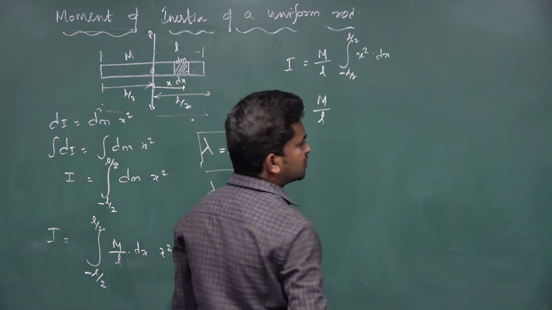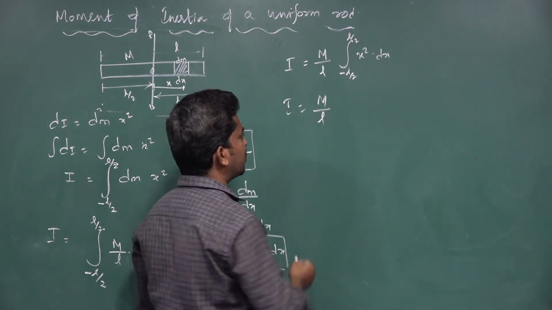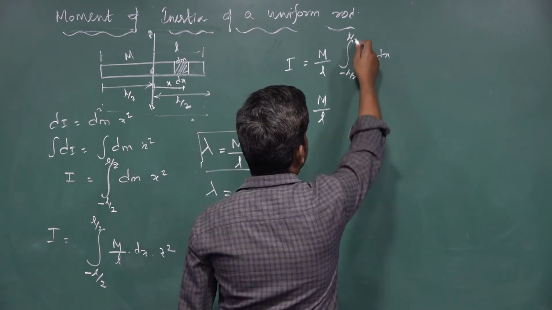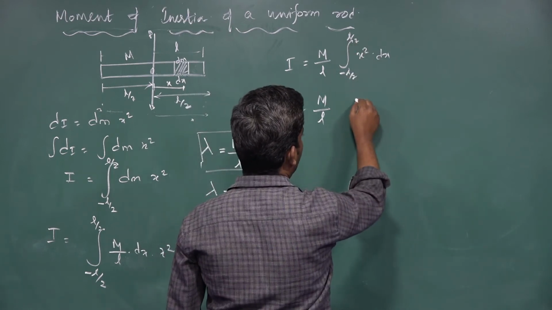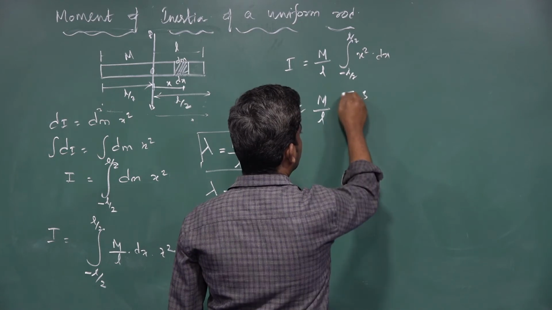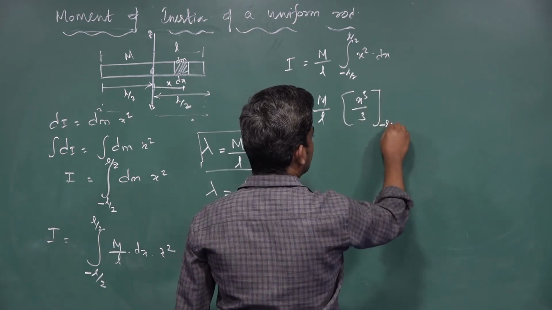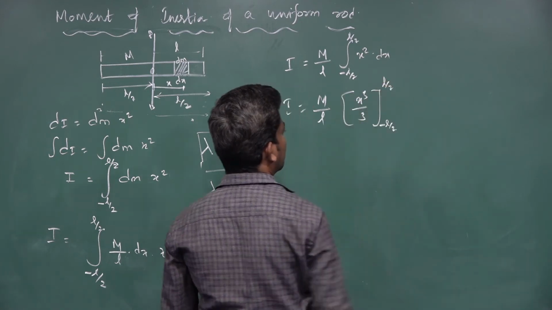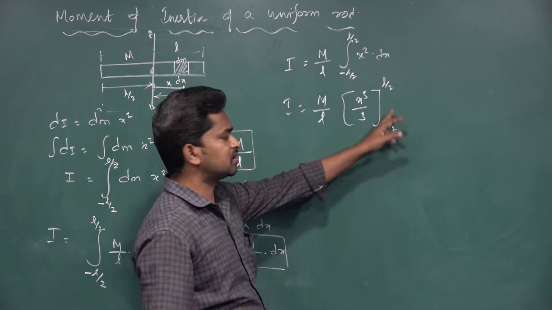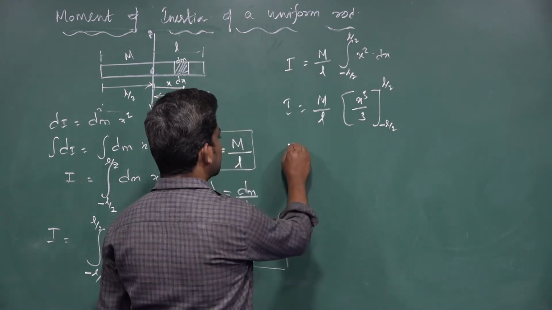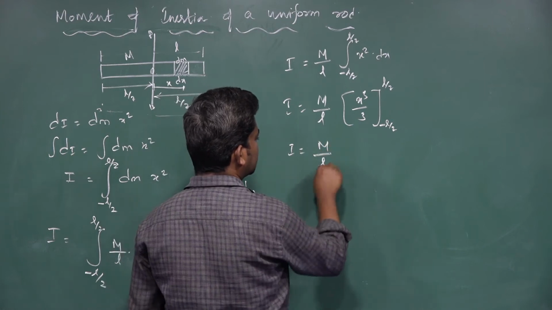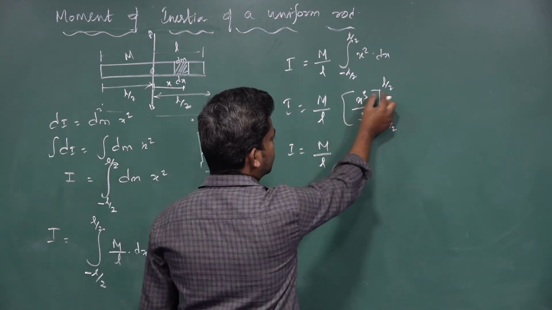So moment of inertia I is equal to mass divided by length times the integral of x square dx, which you know is x cube divided by 3, with limits minus L divided by 2 to positive L by 2. This is the lower limit, this is the upper limit. So I is equal to mass divided by length into, what is the x value? The x value is L by 2.